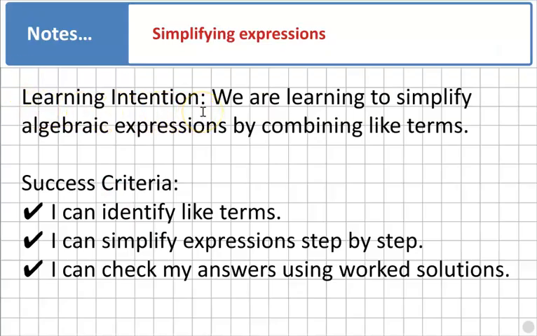Learning intention. We are learning to simplify algebraic expressions by combining like terms, so by adding or subtracting like terms. Our success criteria. I can identify like terms. I can simplify expressions step by step. I can check my answers using worked solutions.